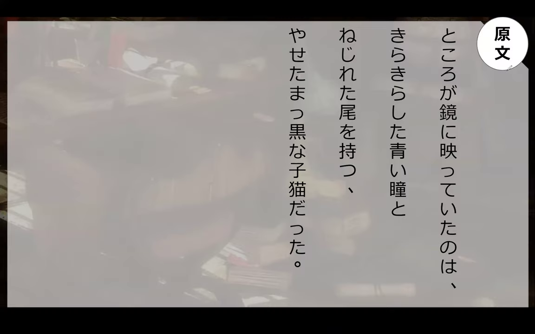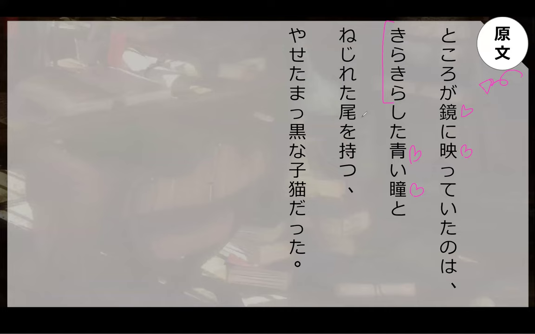Let's go read the line from the book. So here's tokoro ga, at that time, however, utsutte ita no wa. The thing that was reflected in the mirror was kira kira shita. What is kira kira shita?